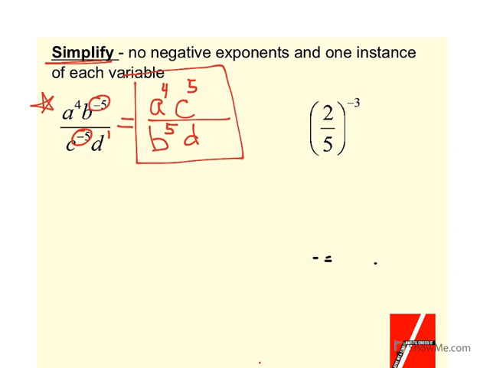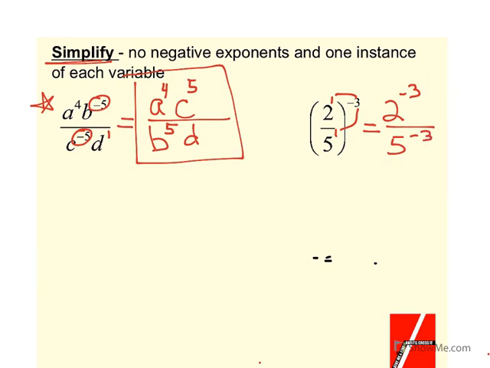Look at the next fraction, 2/5 all to the negative 3rd. Make sure you remember that the 2 really has an exponent and so does the 5. So you're going to distribute and multiply the exponent times the exponent. That's going to give us 2 to the negative 3rd over 5 to the negative 3rd.